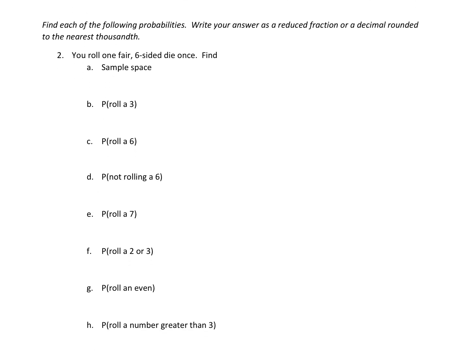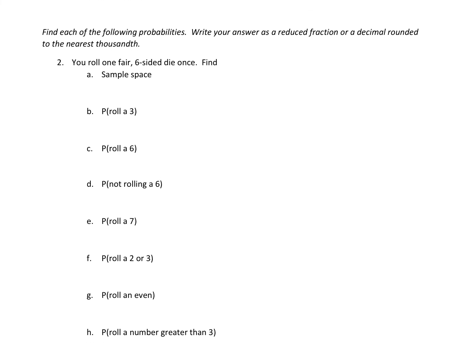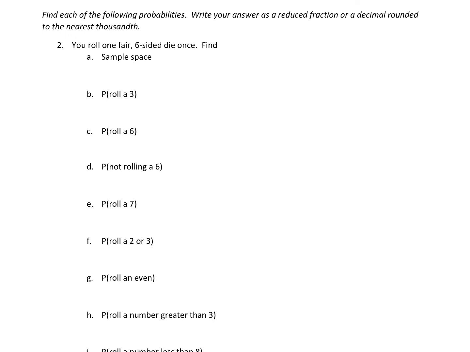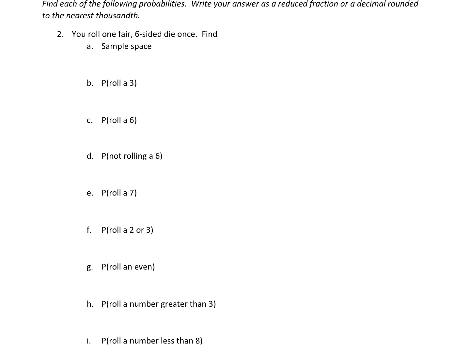So let's look at some more examples. Find each of the following probabilities. Write your answer as a reduced fraction or a decimal rounded to the nearest thousandth. Okay, so we're going to roll a fair 6-sided die 1 time, and we want to do the following. So first, find the sample space. So the sample space is the set that includes every possible outcome. So one possible outcome is we roll a 1. Another possibility is that we roll a 2, or a 3, 4, 5, or 6. So that's the sample space.